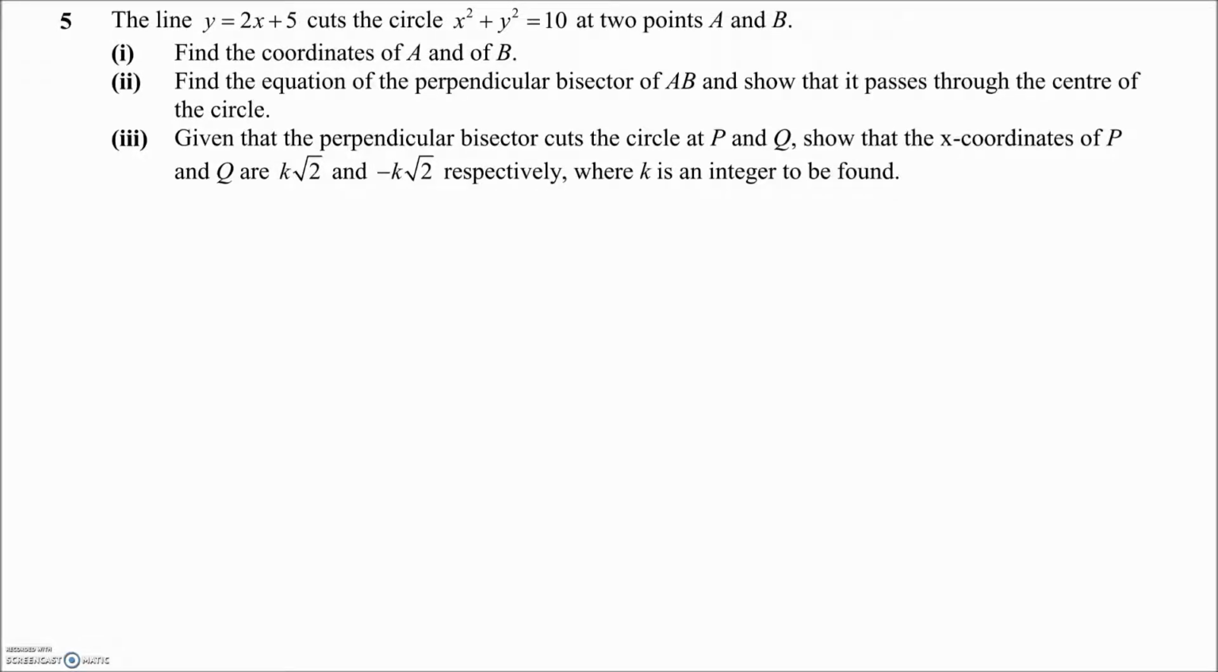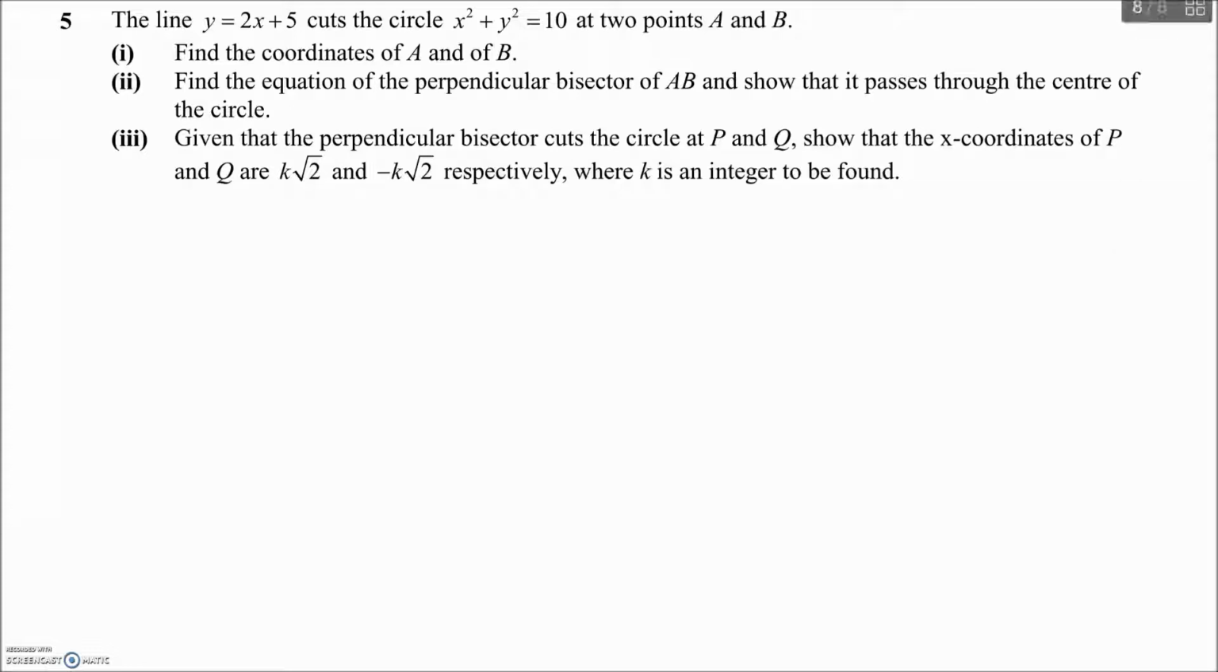Okay, we are coming to page 8, question 5, the last question for this particular package on equation of a circle. You are told that the line cuts the circle at 2 points A and B. We are supposed to find the coordinates of A and B. As like all other questions, please do a simple sketch to visualize the question better.